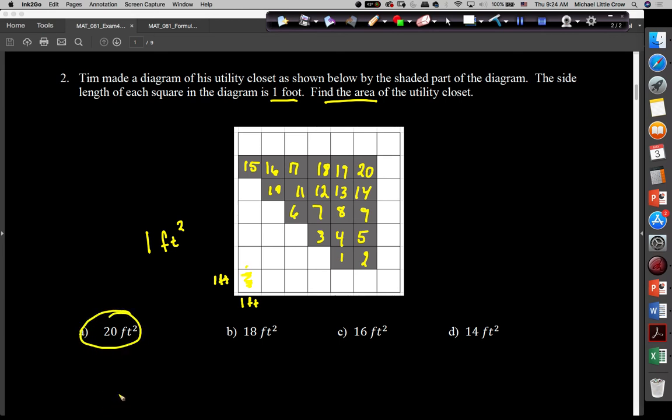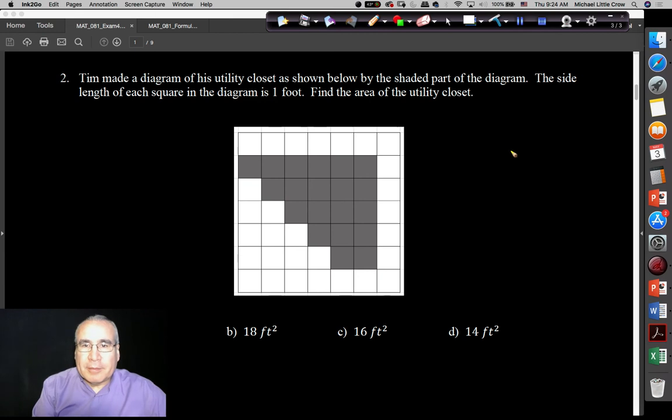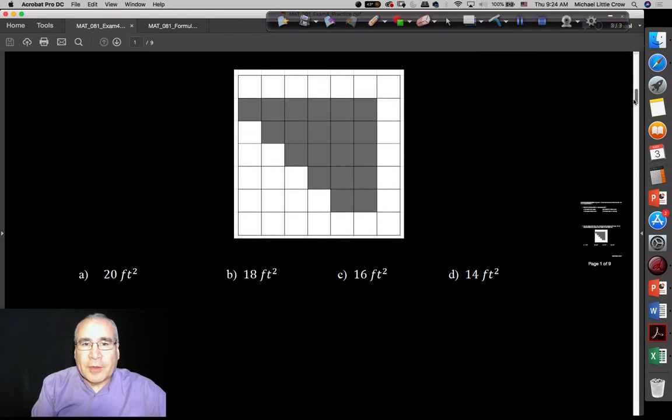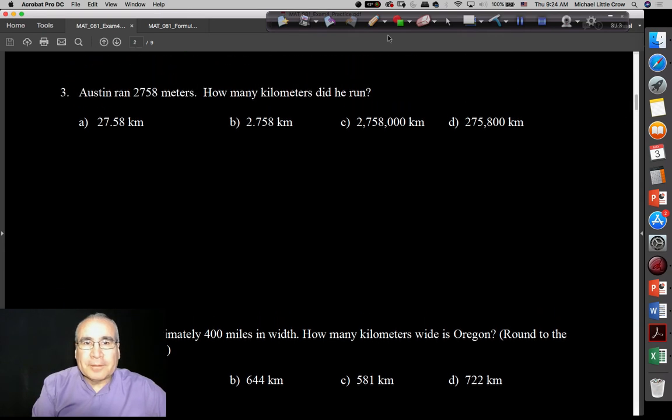There is the hidden answer right there, 20 square feet, 20 feet squared. So just count the squares and we're good to go. So we'll save this picture and then we'll come back, put the video back on just so that you know who's doing the video, I guess. And let's move on to question 3.